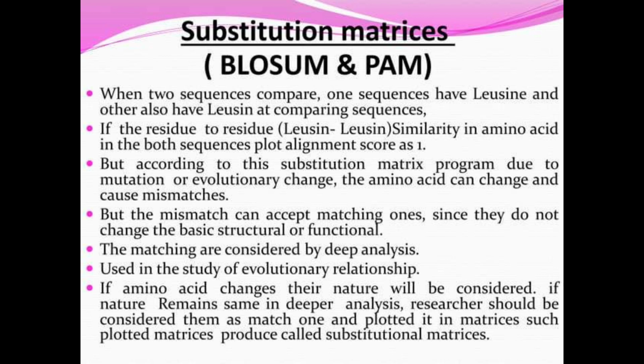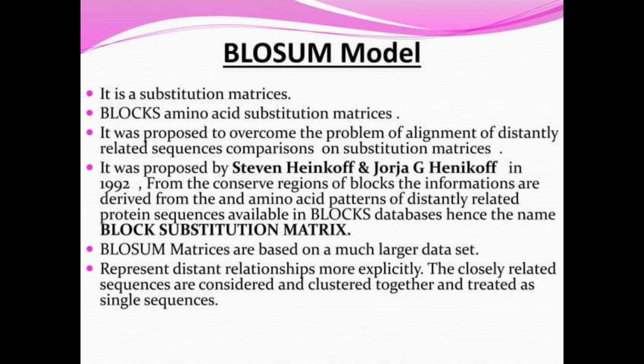Here is a substitution matrix. BLOSUM and PAM are used to compare the sequences of amino acids from two different sources, in order to study the evolutionary relationship among organisms. If any amino acid is changed in nature, that is taken into consideration, and whether the changed amino acid is similar in function, chemical structure, or something else.